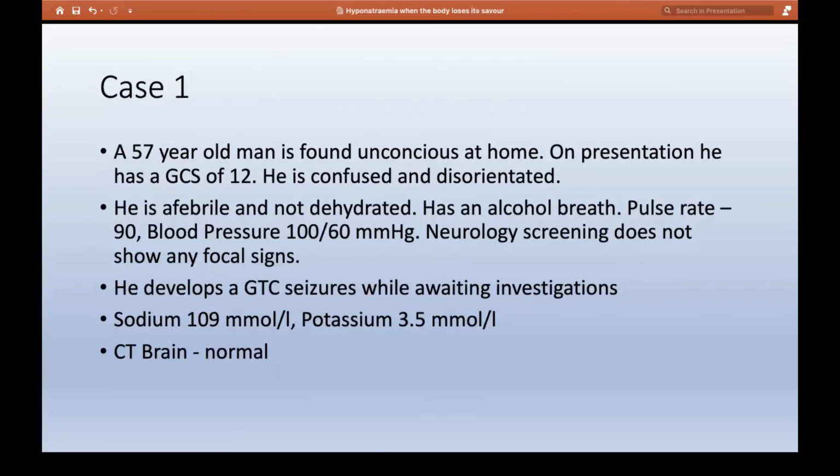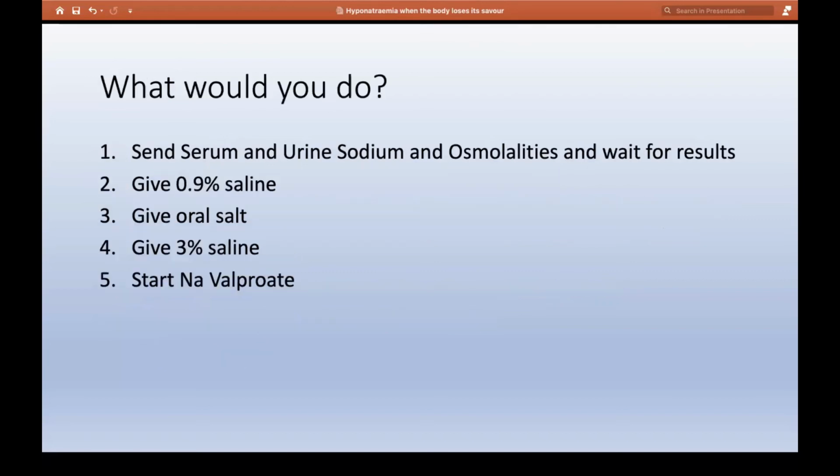So we have a 57-year-old man who is found unconscious at home. He has a GCS of 12. He's confused. He does not have fever and he's not dehydrated. His cardiovascular status is satisfactory. He comes with a seizure and you find that his sodium level is very low. His CT is normal. What do you do?